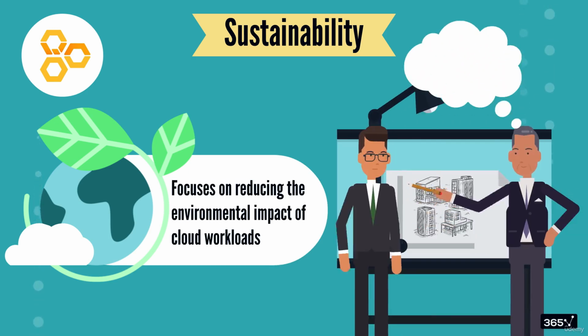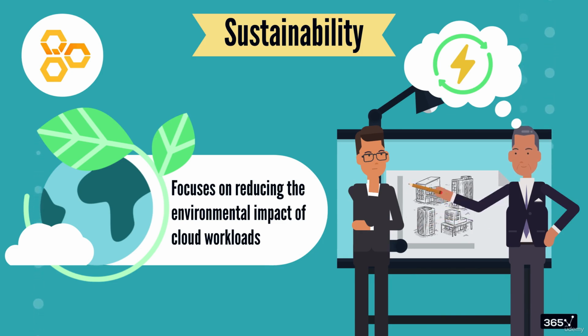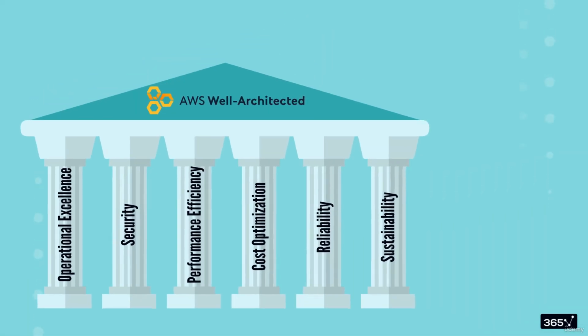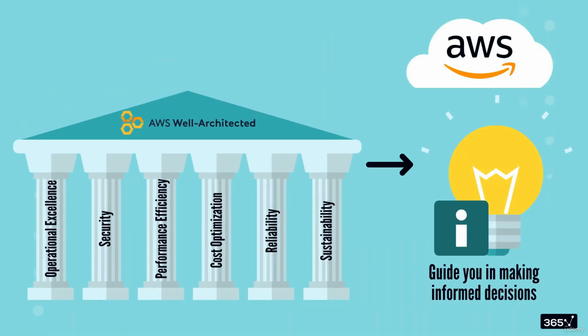Lastly, 6. Sustainability. The newest pillar focuses on reducing the environmental impact of cloud workloads. It encourages architects to make design and implementation choices that improve long-term energy efficiency and contribute to sustainability goals. Altogether, these pillars guide you in making informed decisions when designing in the AWS Cloud.